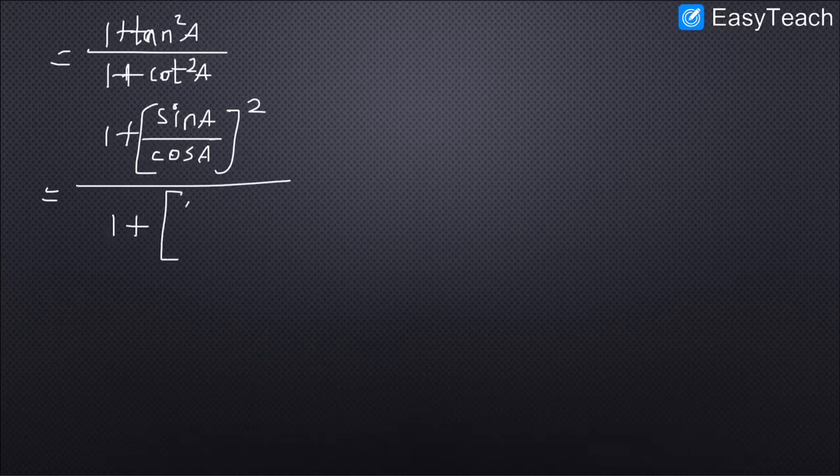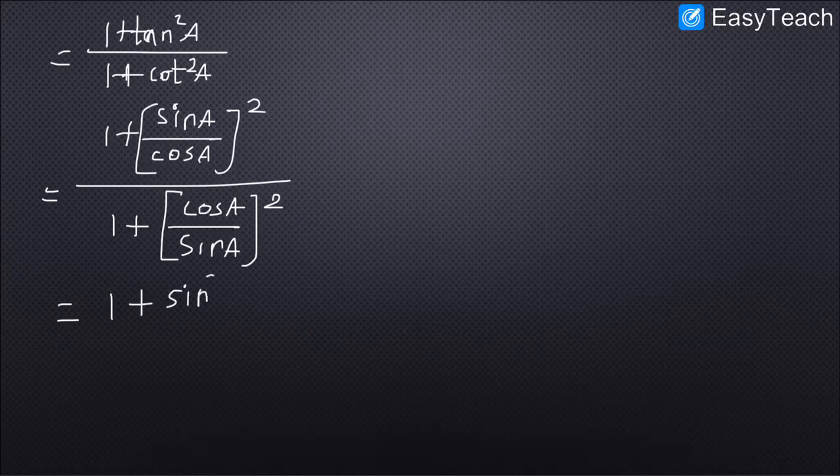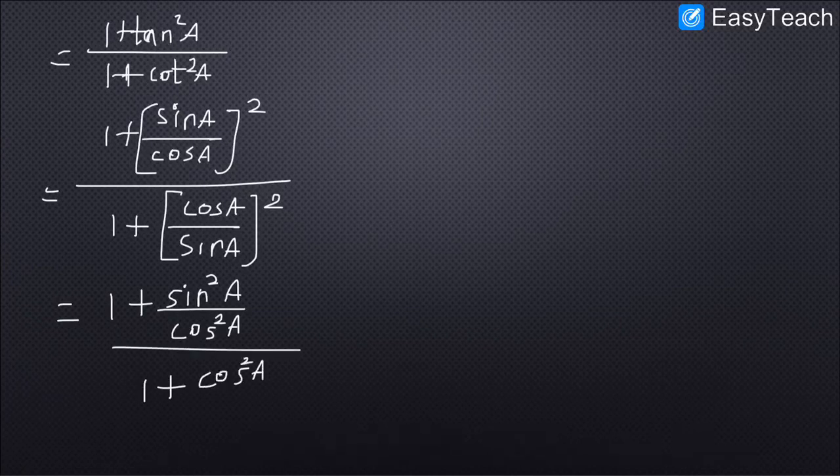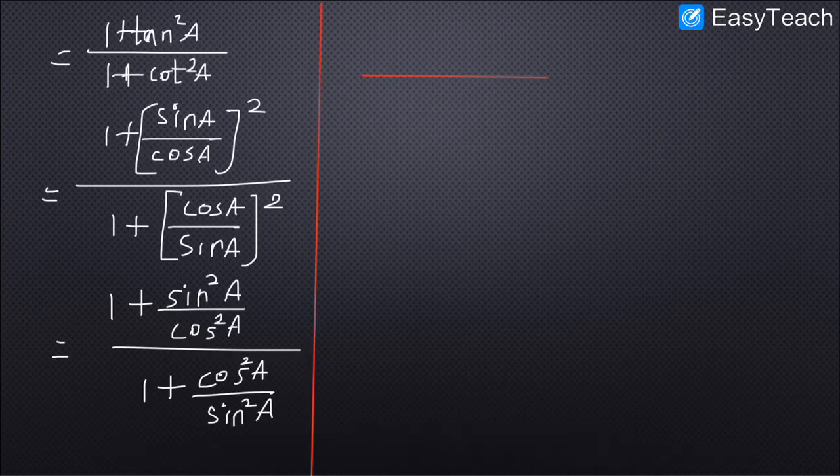So (1 + cot A)... cos A by sin A, the whole square. So let's write in the next step sin square A by cos square A, because the square is common for both, whole divided by the same as cos square A by sin square A.